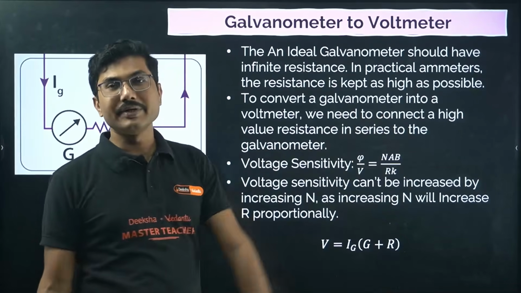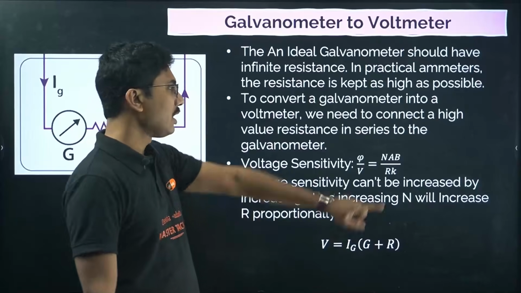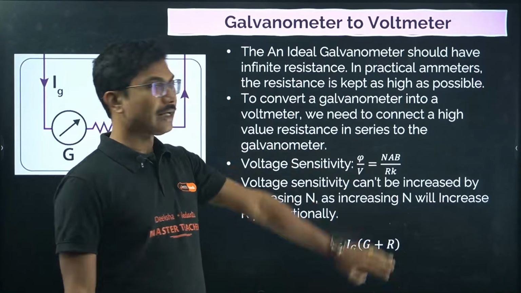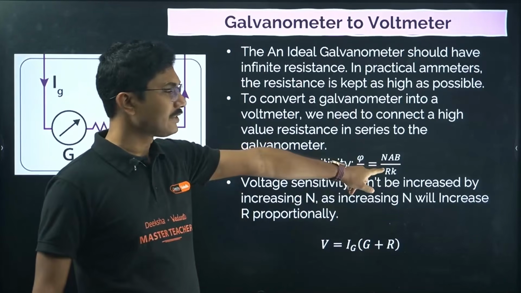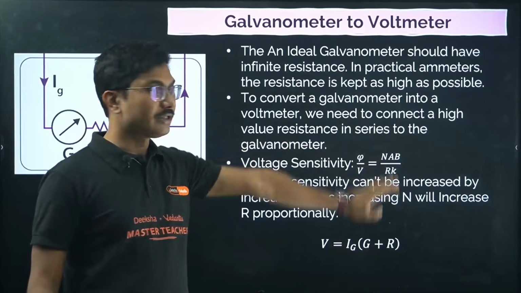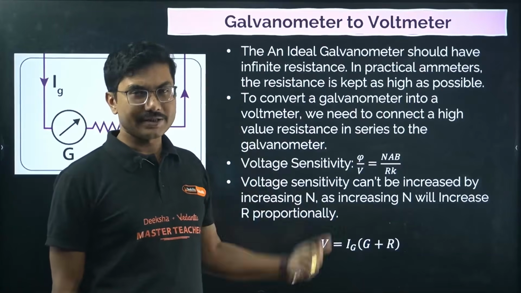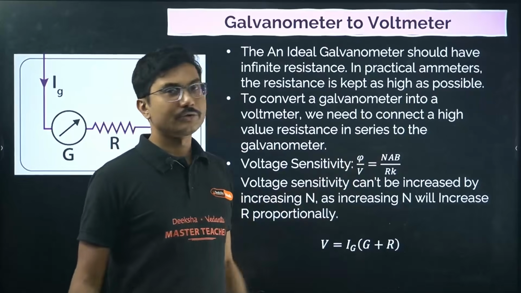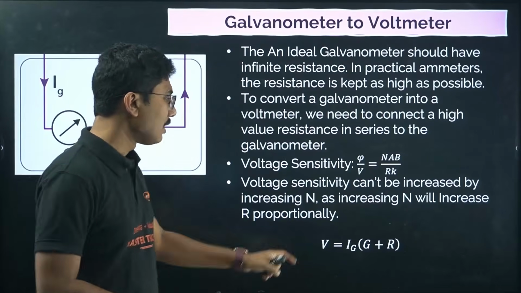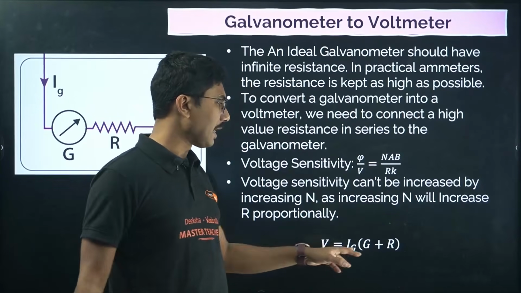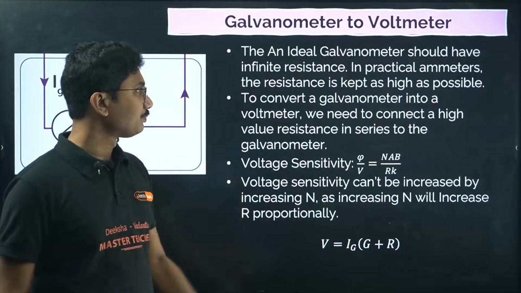Voltage sensitivity cannot be increased by the number of turns because N by R is fixed. Here we have a resistance, so this resistance actually decreases the effect of the number of turns. If you increase the number of turns, resistance will also increase proportionally so that their ratio remains the same. The voltage that you are measuring is given by Ig into (G plus R).